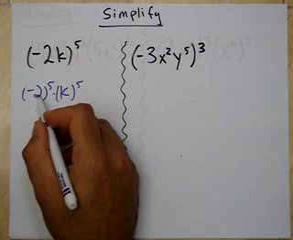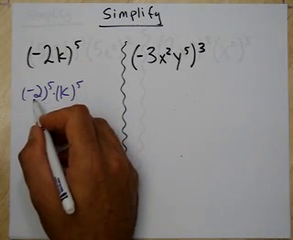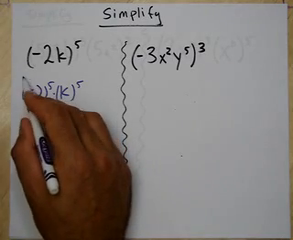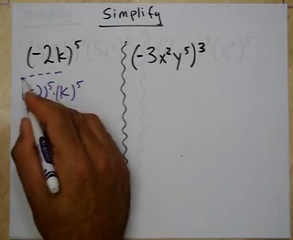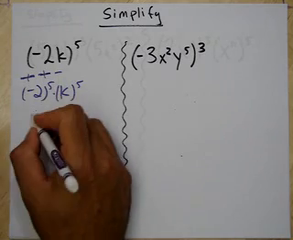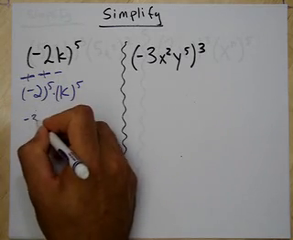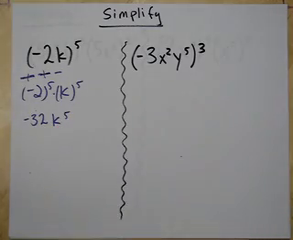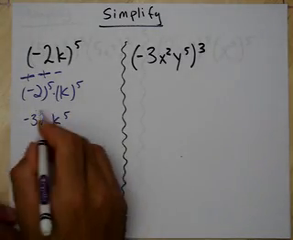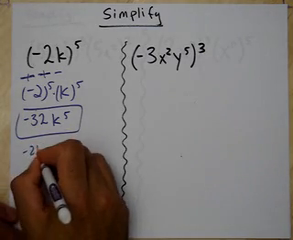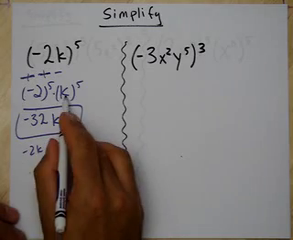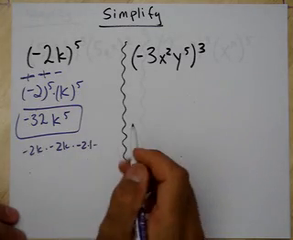Well, 2 times 2 is 4, and 4 times 4 is 16, so this is 32. And since it's 5 negatives, 1, 2, 3, 4, 5, there's going to be one left over. So I get -32k^5. Now I could rewrite it like this. That was using the power of exponents. I could write -2k times -2k times -2k, 5 times, and you see I have my 5 k's and my 5 -2's.